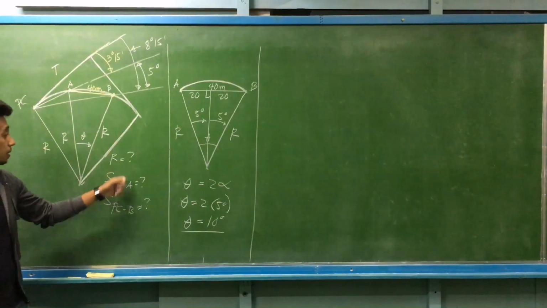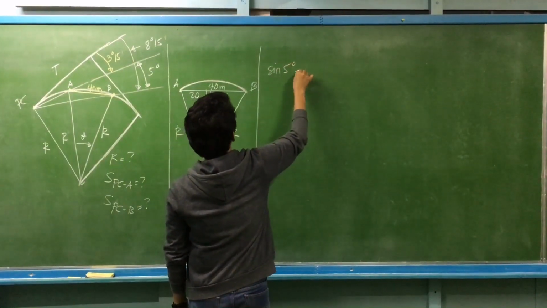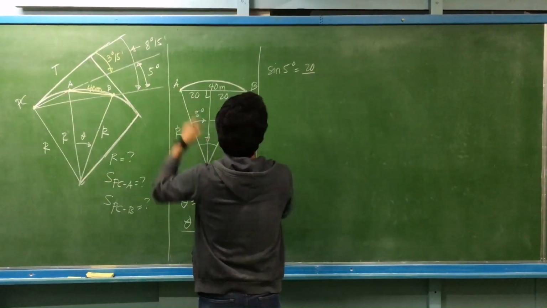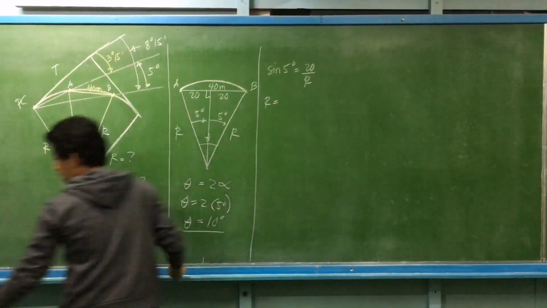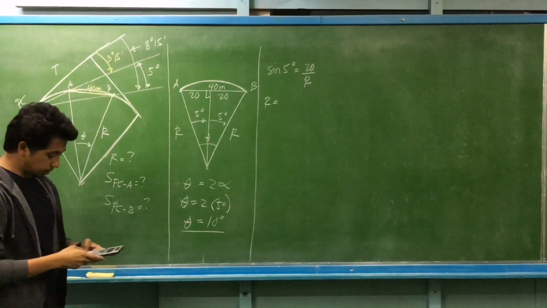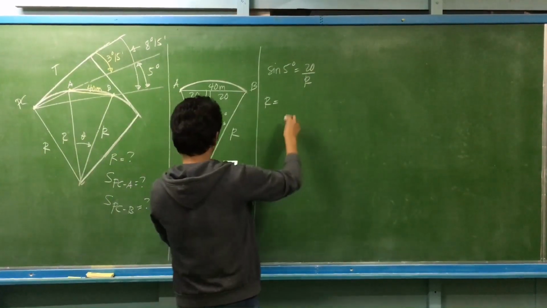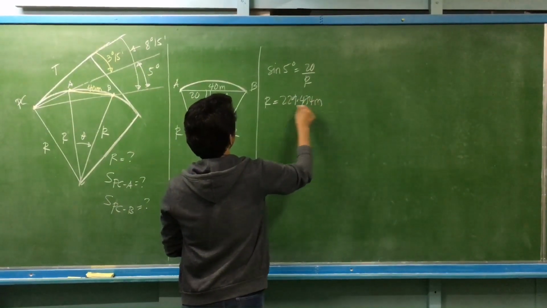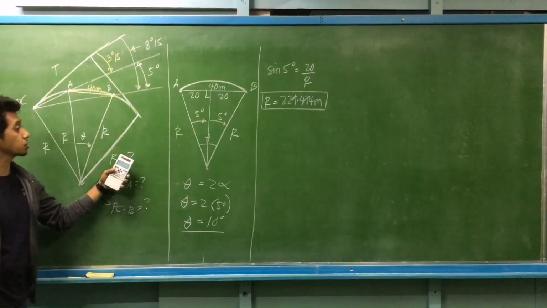The first requirement, you can use the function of sine. Sine of 5 degrees is equal to opposite. This is 20 divided by hypotenuse, the radius. So kunin natin yung first unknown or first required, that is the radius. So that is 20 divided by sine of 5. Yung radius ng curve is equal to 229.474 meters. That is the answer for the first question, yung radius.